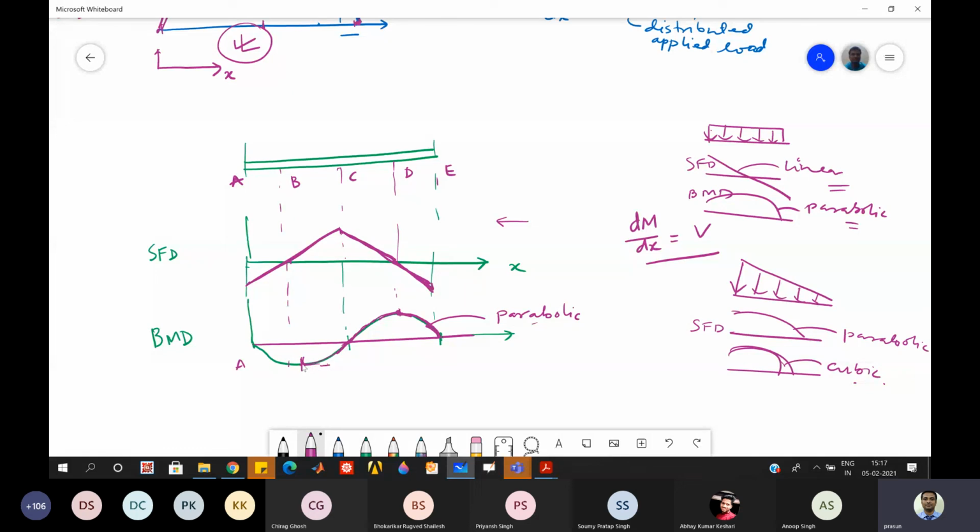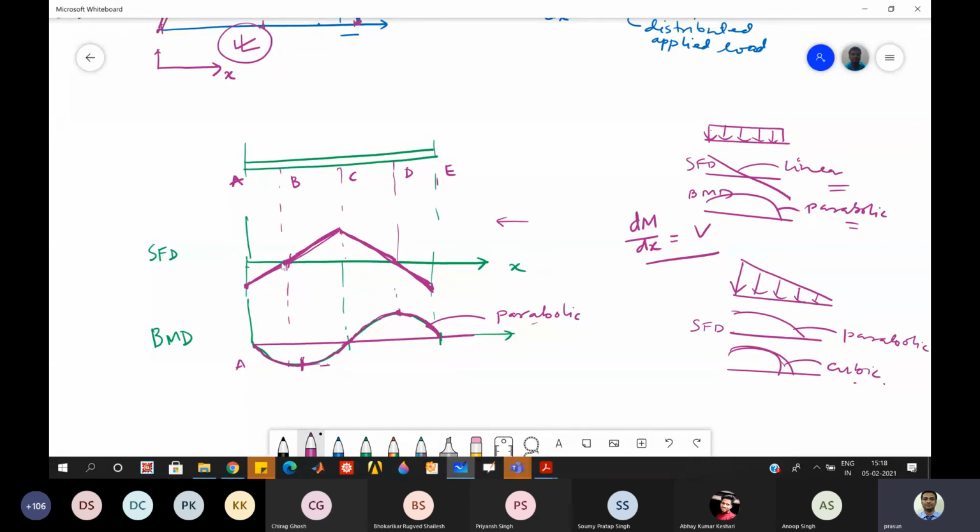So here the slope is 0. So from 0, it is slowly increasing and becoming maximum. And then here you can see the slope is 0, and then in this way it is becoming negative, and this is maximum negative. So this is what the shear force diagram looks like.